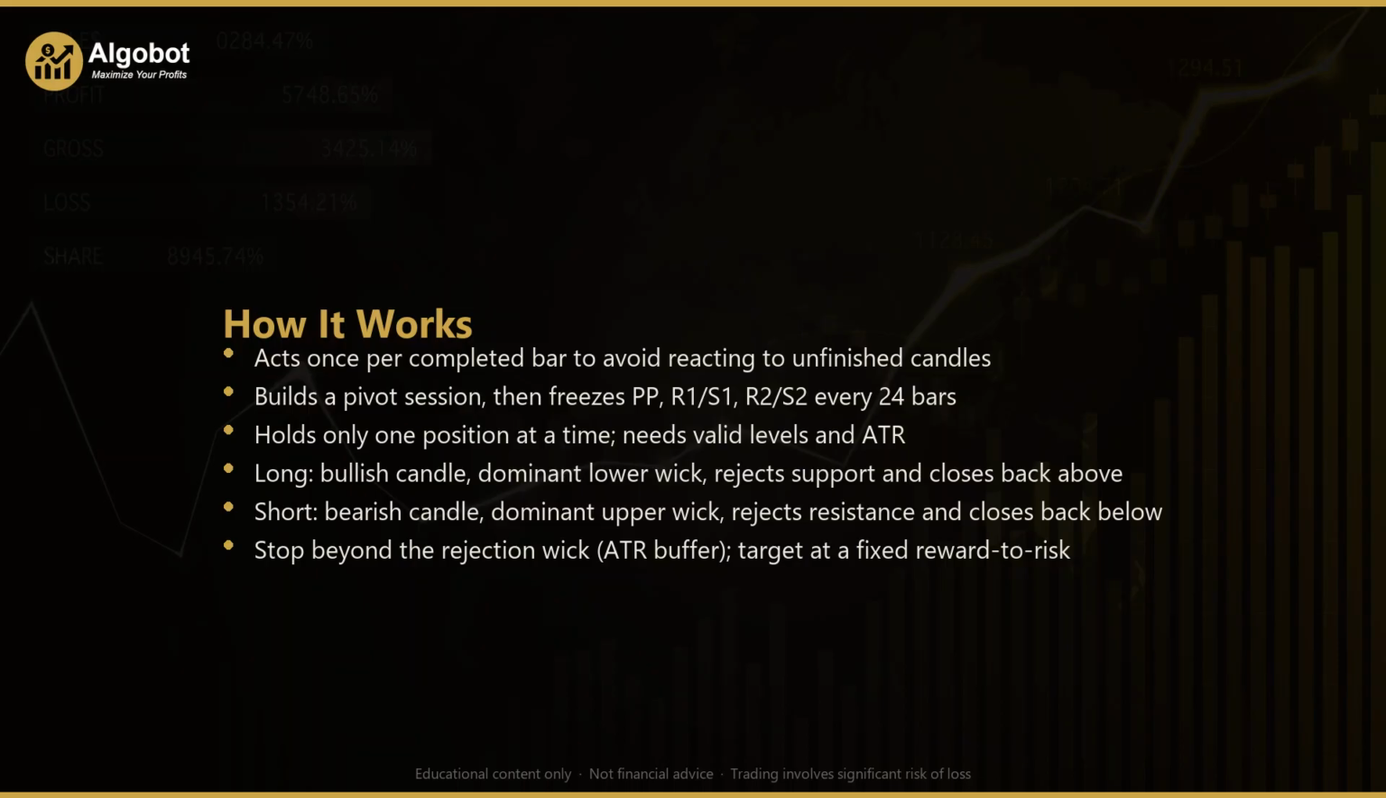Now for risk. On a long, the stop loss is placed just below the rejection candle's low, with an extra ATR-based buffer set by the ATR stop multiple value of 0.6. The distance from entry to that stop becomes the defined risk. The take profit is then placed at a fixed reward-to-risk multiple, defaulting to 1.6, so the target sits 1.6 times further away than the stop.